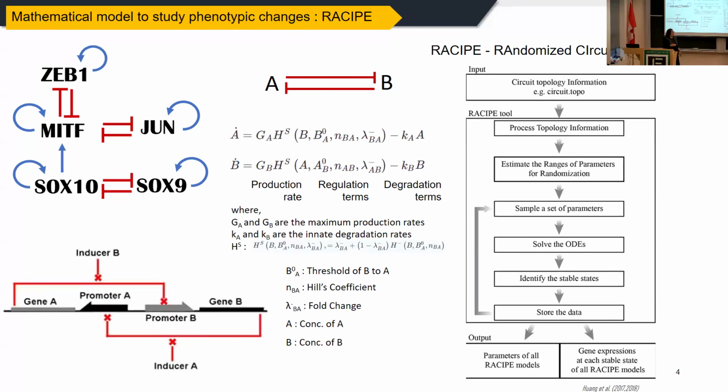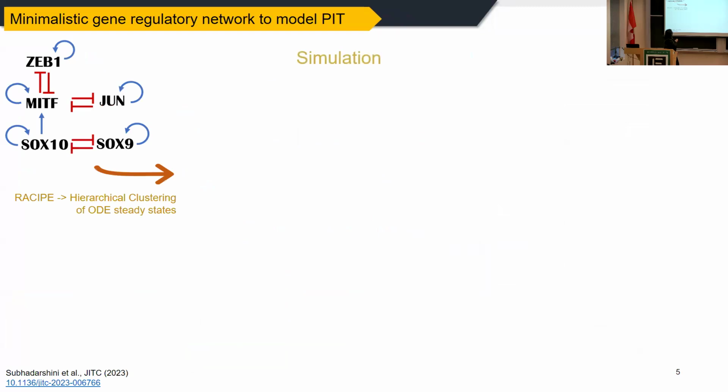We use a framework for this. I'm going a little fast because I have to cover a lot, but you can always stop me and ask, or we can catch up during lunchtime. So the framework we used is RACIPE, which is random circuit perturbation. We can vary the initial state of each of these transcription factors and also vary the parameter regimes. For example, we can vary the Hill coefficient, the degradation rates, the production rate, and so on.